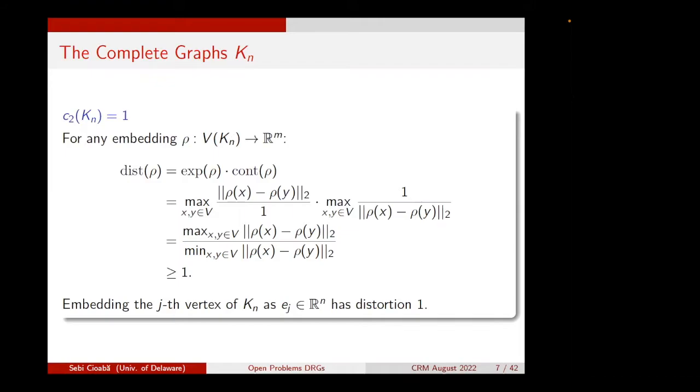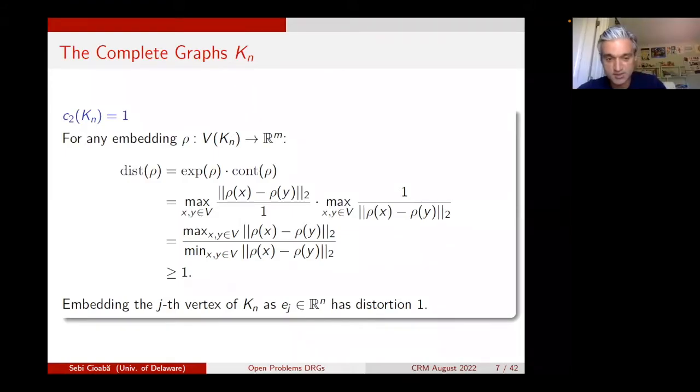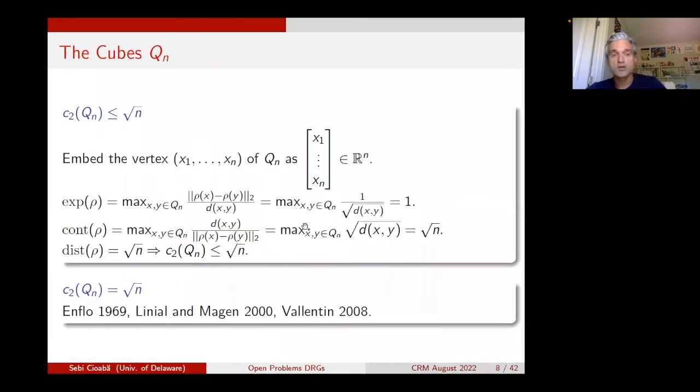Which I didn't do, that comes in the second part. So I guess the top part, since the C2 of Kn is the minimum of this distortion of rho over all rho, this proves that this parameter is greater or equal to 1, and there is an embedding that attains it, given there by embedding the j-th vertex as the j-th canonical vector in Rn. Okay, so you get at least distortion 1.